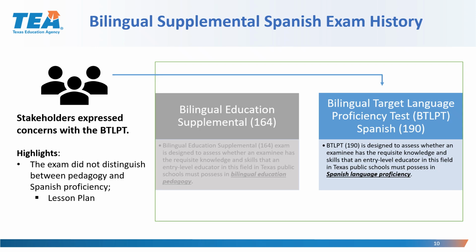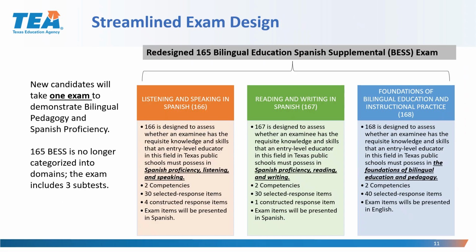TEA received feedback from stakeholders regarding the BTLPT exam. Stakeholders highlighted concerns around the exam not differentiating between Spanish proficiency and pedagogy, meaning that some items covered both skill sets, making it more difficult to navigate them and focus on what was really being assessed. There were also concerns around one of the writing tasks that asked candidates to draft a lesson plan. To address stakeholder concerns, the agency made the decision to offer a redesigned bilingual education supplemental exam that was streamlined.